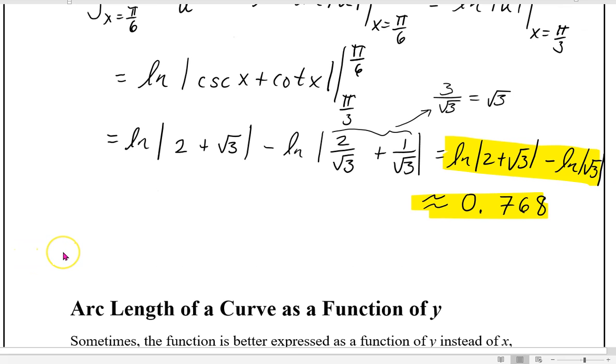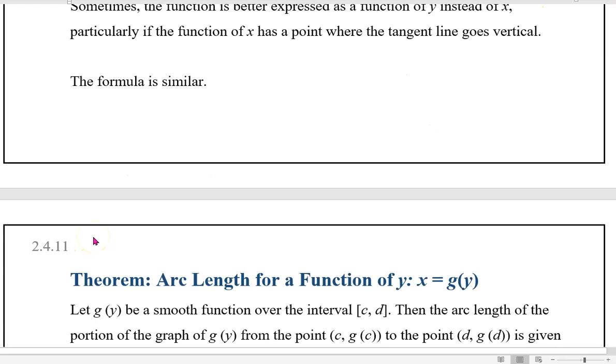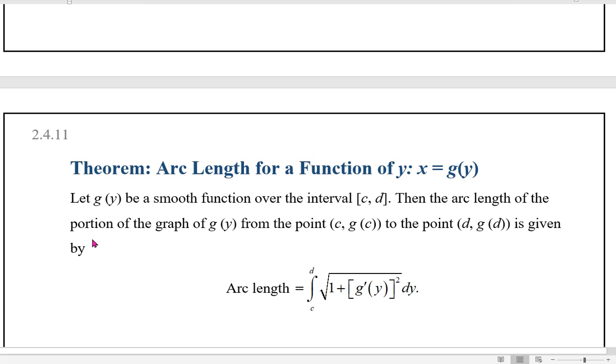Now let's take a look at the next section, which is arc length of a curve as a function of y. Sometimes a function is better expressed as a function of y instead of as a function of x, particularly if it has a point where the tangent line goes vertical. The formula is very, very similar. In this case, the formula is let g of y be a smooth function over the interval from c to d. Then the arc length of the portion of the graph from the point c, g of c to the point d, g of d is given by this integral here.